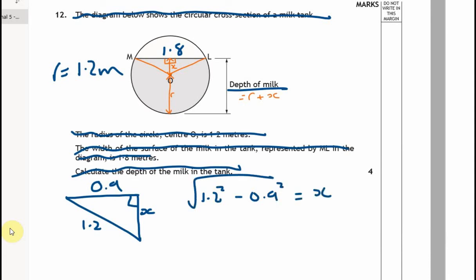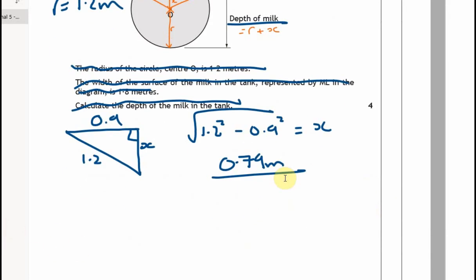If we do that on our calculators, we should find that x comes out as 0.79, in meters. And the final part of the question is asking, what's the depth of milk? So the depth is going to be 1.2 plus the 0.79, which is 1.99 meters.